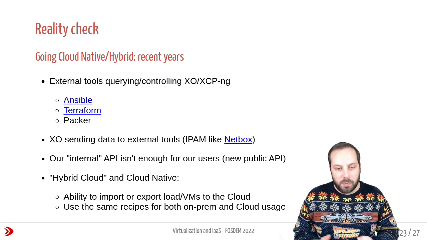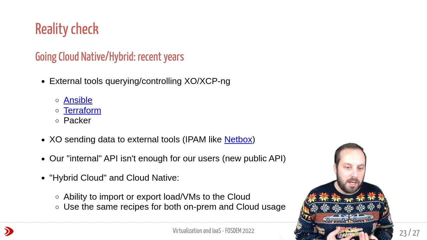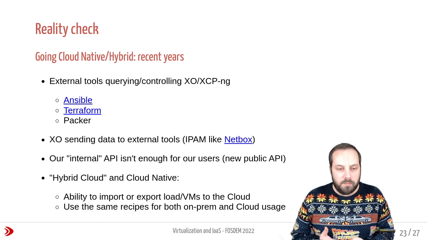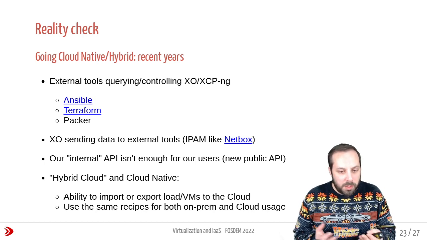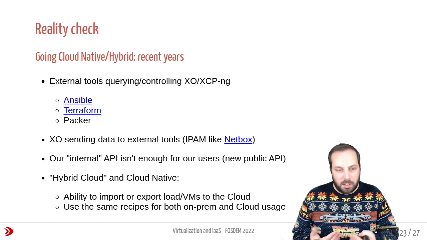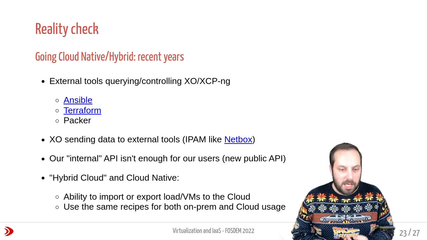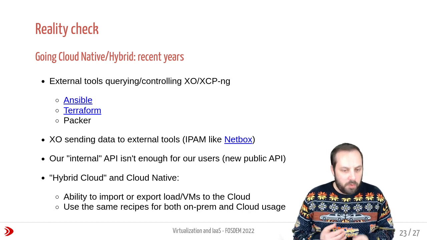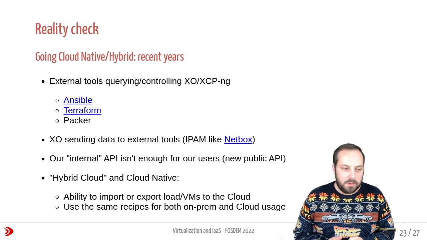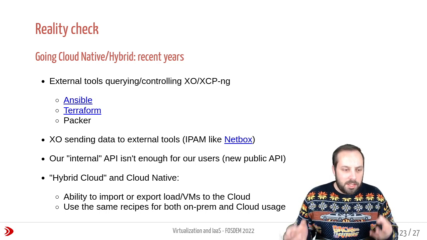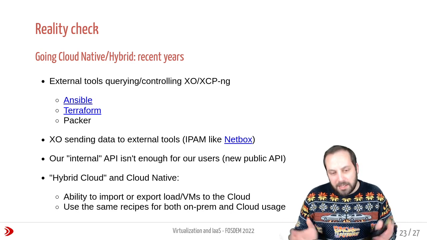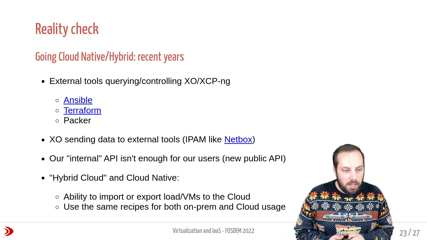And also, we realized that our internal API wasn't meant to be used like that in an easy way. So we started to create a new API, a new public API that would be easier to use, but just for public usage. And so hybrid cloud, cloud native, all those words are basically a kind of shortcut, but still you got the idea.